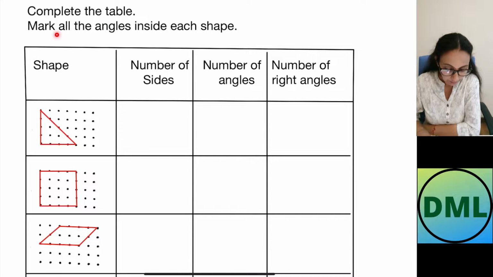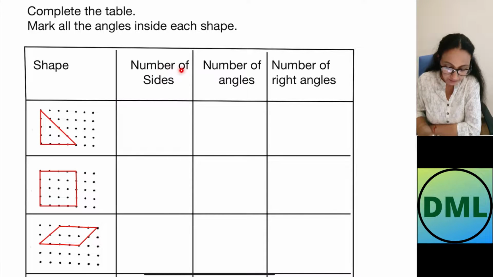Complete the table. Mark all the angles inside each shape. So this is our shape. The first shape we have is a right angle triangle. The number of sides I have to measure, the number of angles I have to measure, the number of right angles I have to measure inside my figure. As you can see, this is our figure.